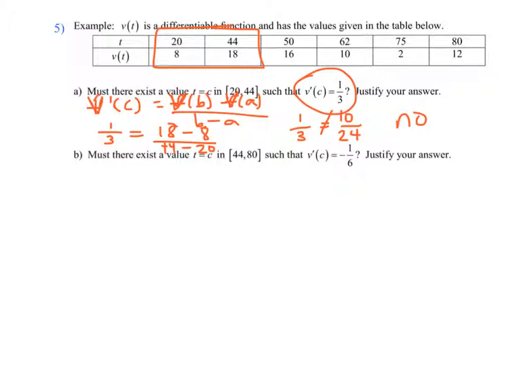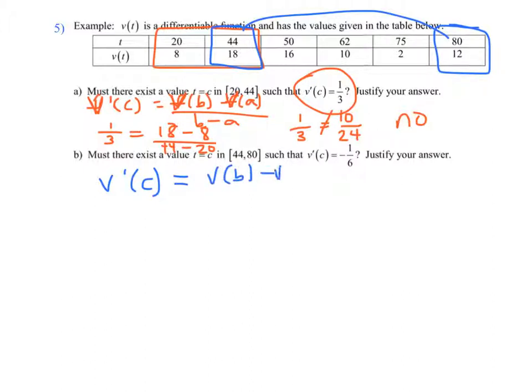Must there exist a value t equals c in 44 to 80? So this time I'm looking at these 2 points, okay? So over this whole interval, such that v prime of c equals negative 1/6. So same thing, v prime of c equals v of b minus v of a all over b minus a. And this is really a question I'm asking, is this true? So v prime of c is equal to negative 1/6.